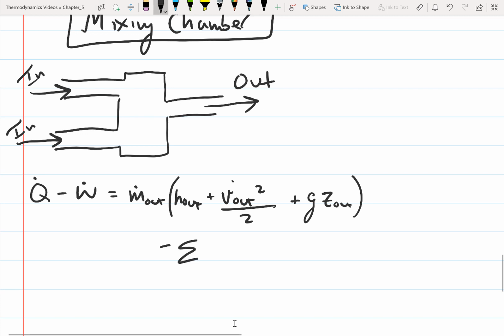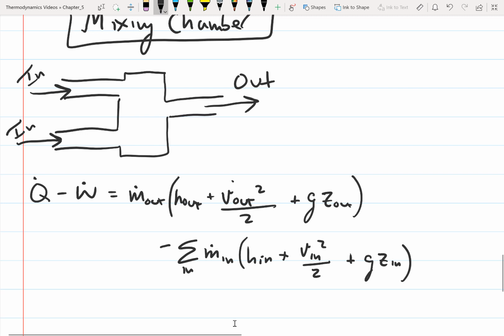So we have m dot in, and then this is multiplied by h in plus v in squared over 2 plus g z in. So now let's figure out which terms are 0.